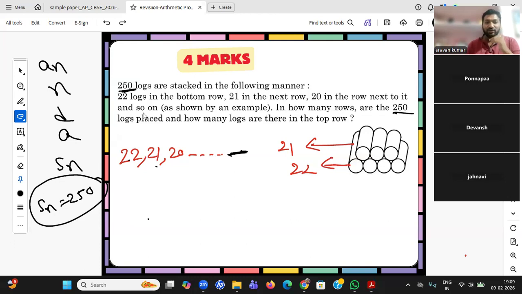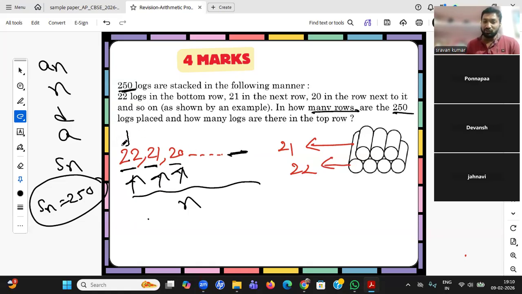He's asking, you see the same data 22, 21, 20, like that. I keep on going. So it is first row, second row, third row. So how many rows means how many rows? He's just asking n. In how many rows means how many of these numbers are there. In first row 22, second row 21, third row 20. So he's asking in how many rows all these numbers will be added. If you just do like this, you have total 250. In some case, at this 250, the number of logs will be ending.